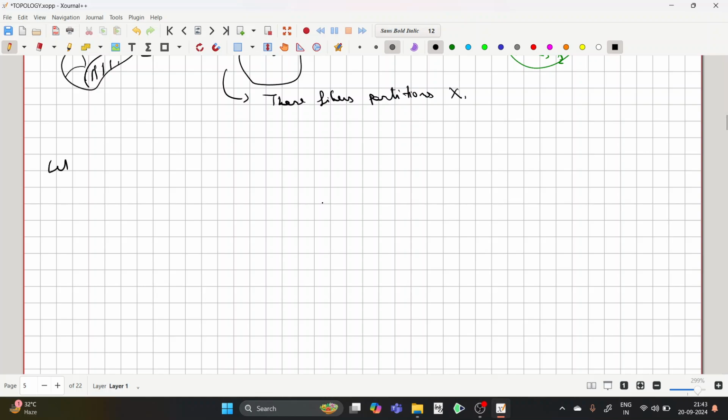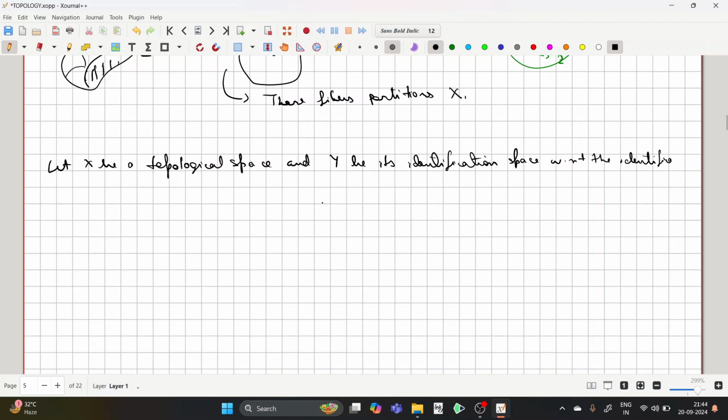So let X be a topological space and Y be its identification space. Whenever I say identification space, I mean identification space in terms of partitions. So Y is its identification space with respect to the identification map pi. Okay, so I am just summarizing whatever I did.